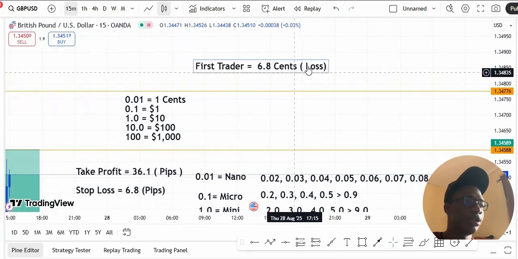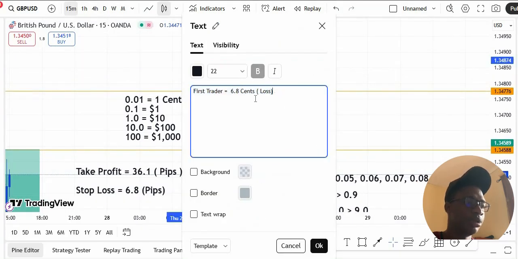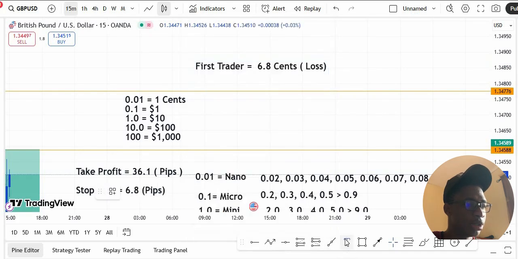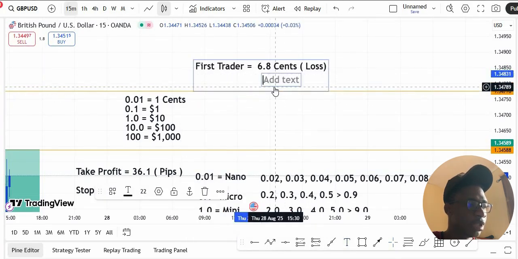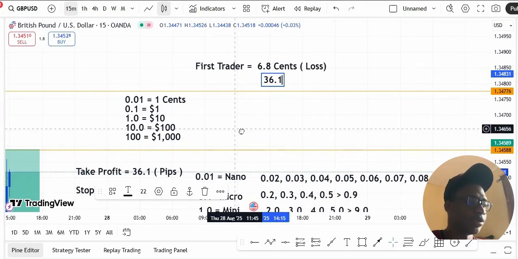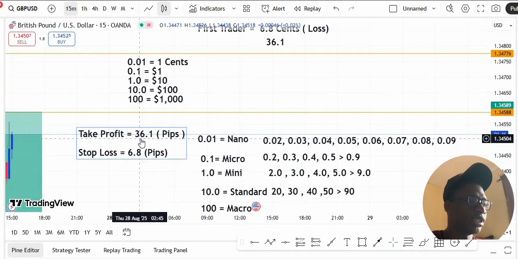You get what I mean? But if the trade moves in profit, remember it's up to 36.1 pips. You get what I mean? So it's 36.1 pips you are dealing with. That's for the take profit. Like take profit this 36.1.